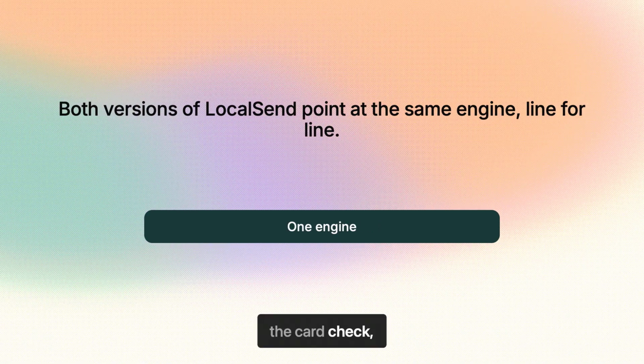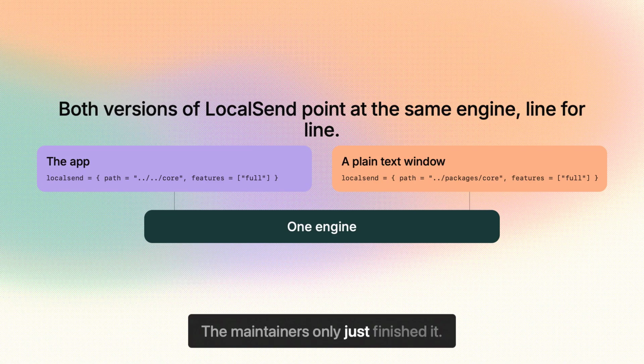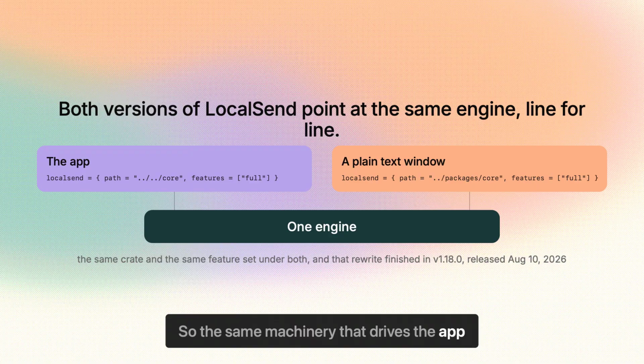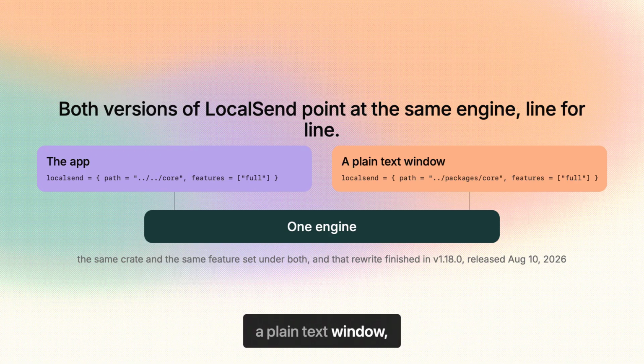The shouting, the card check, and the file moving across all run on one engine underneath. The maintainers only just finished it. So the same machinery that drives the app also drives a version in a plain text window for a computer with no screen at all.